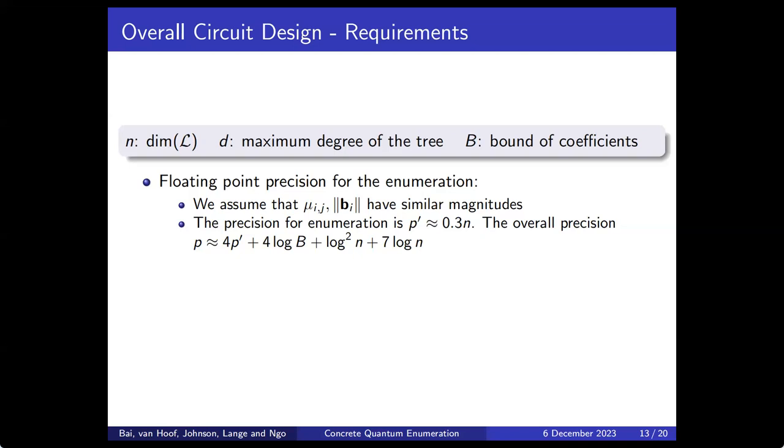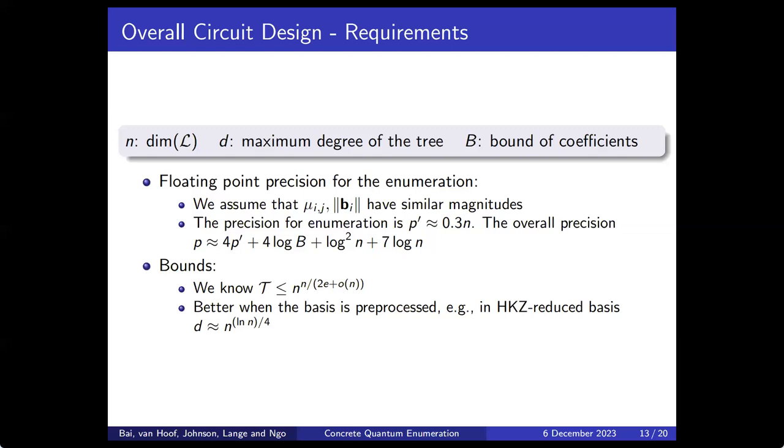I mean, this may look complicated, but the first term log B is from step one, log n is from step two, and the constant here is just for squaring. The details about how we compute the precision are in the paper. Okay, and there are some heuristics we make in our work about D and B. We know the tree size is the total number of positive trees, which is bounded by n to the power of n. And so the normal version is okay. So what about D and B?